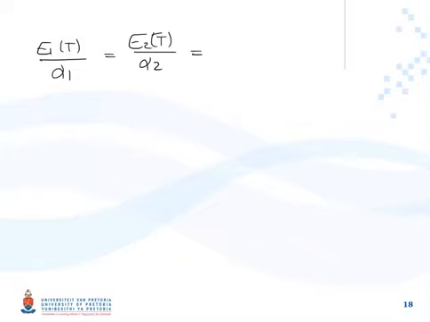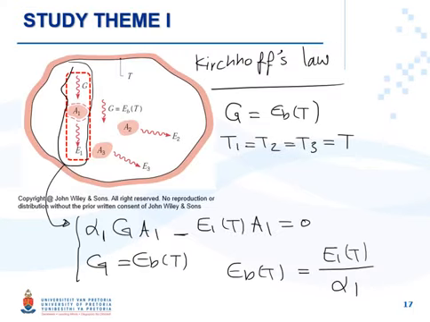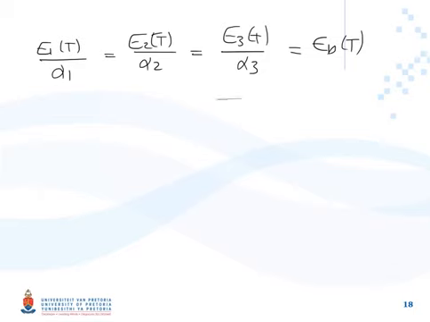Since the result must apply to each of the bodies, we will have E1(T) divided by alpha 1 equal to E2(T) divided by alpha 2, equal to E3(T) divided by alpha 3. Why? Because all of them are equal to the emissive power of a black body. So you see here, the emissive power of a black body at that temperature is a constant. That's the reason that all of them will be equal.